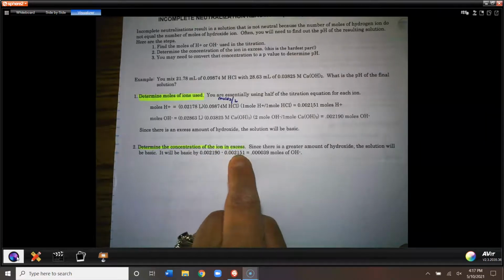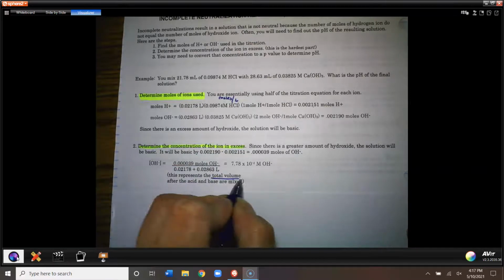So I know that this many moles of hydroxide went in, but I know that this many moles of hydroxide reacted because they have to all react in a 1-to-1 ratio. So this much went in, this much reacted, this is how much didn't react. And then I have to figure out the volume. So I have moles, I've got to divide it by the volume.